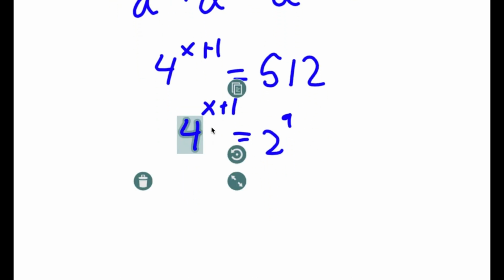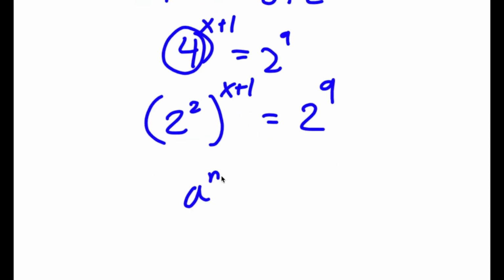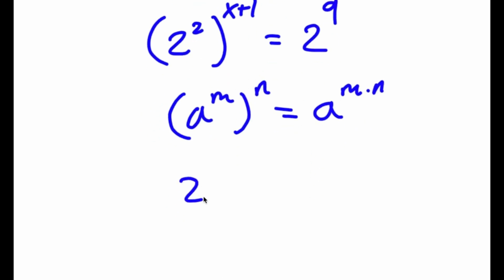And 4 here, I can rewrite as 2 squared. So now I have 2 squared to the power of x plus 1 is equal to 2 to the power of 9. Now if I have something in the form a to the power of m to the power of n, this is equal to a to the power of m times n. So 2 to the power of 2 to the power of x plus 1, that's going to equal 2 to the power of 2 times x plus 1, which is equal to 2 to the power of 9.